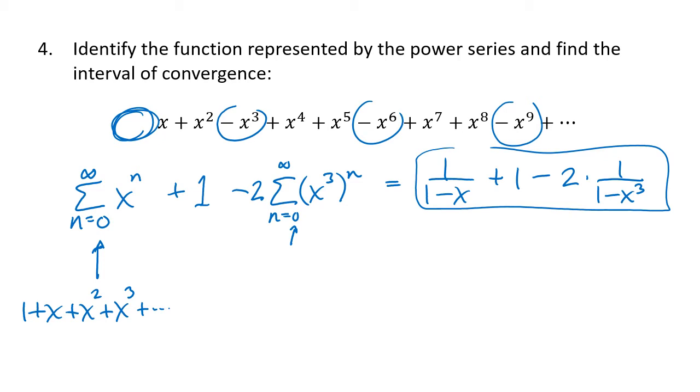Well, I plugged into my series twice, which means the interval of convergence of this series is the overlap of the intervals of convergence of the two things that I plugged into.